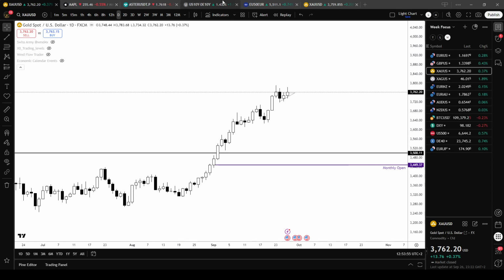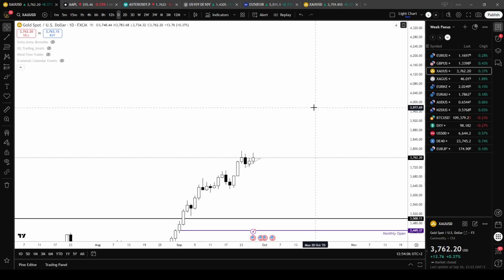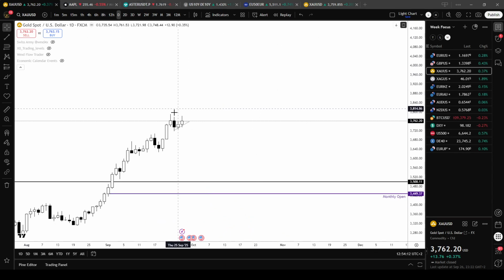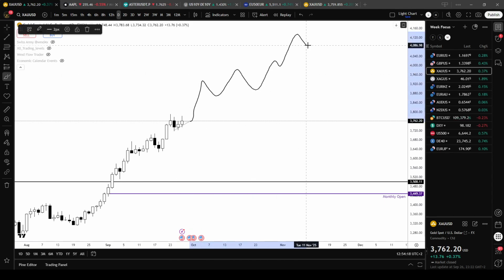So I know the monthly RSI is overbought, but still, this is going to go to 4K and possibly 5K in the next year. I don't see this train stopping right now. I think it's gonna be doing something like this.